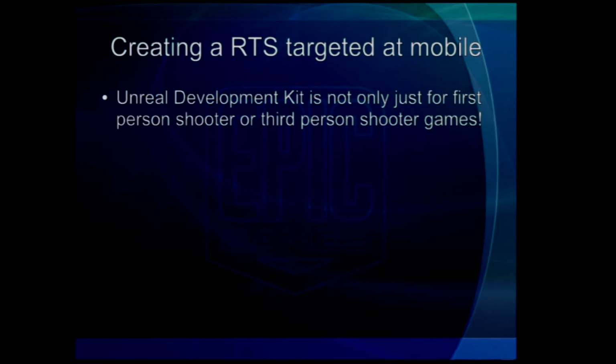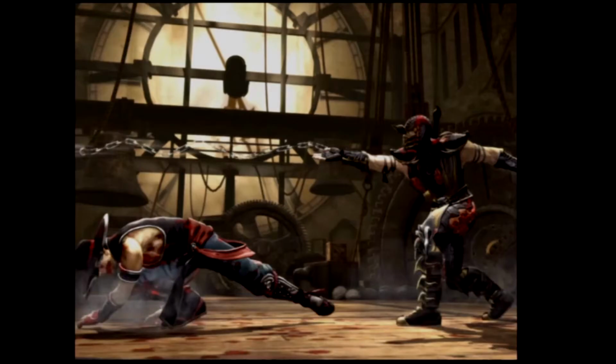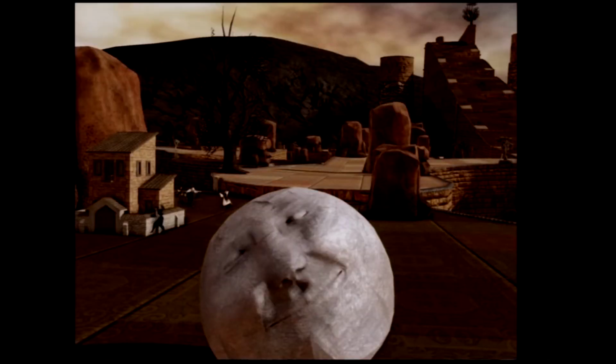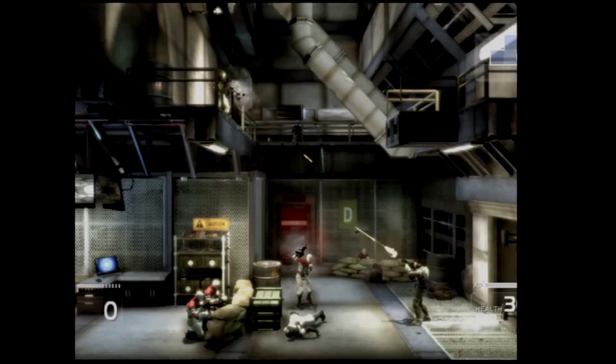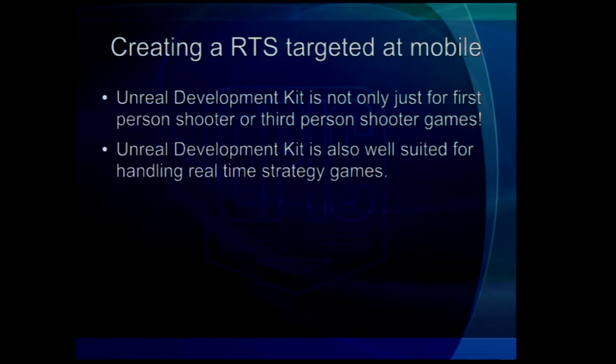Some of the games that you may not realize are built on Unreal Engine and aren't first-person shooters: you've got the new Mortal Kombat, built on Unreal Engine 3, and an indie developed title called Rock of Ages, also built on Unreal Engine 3. And lastly, you've got Shadow Complex, a side-scrolling game released a couple of years ago. Therefore, the Unreal Development Kit is really well suited for developing RTS games as well.